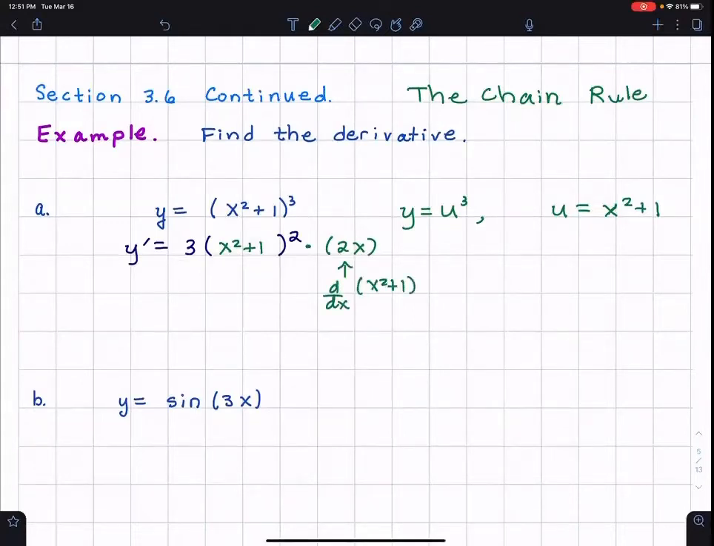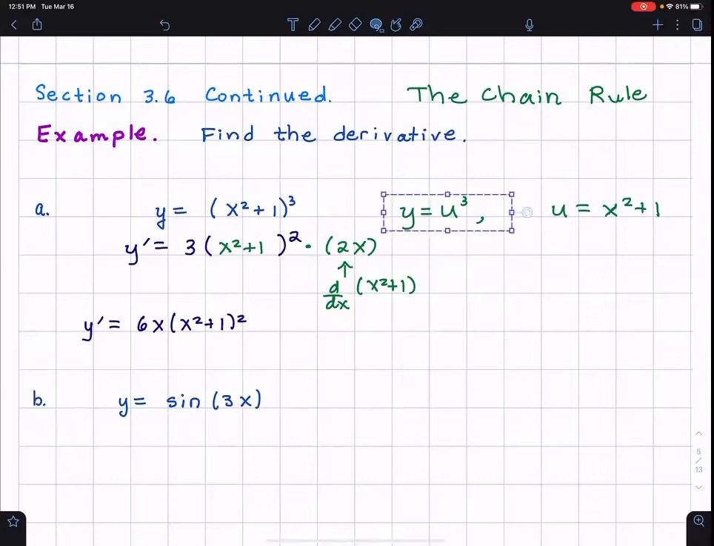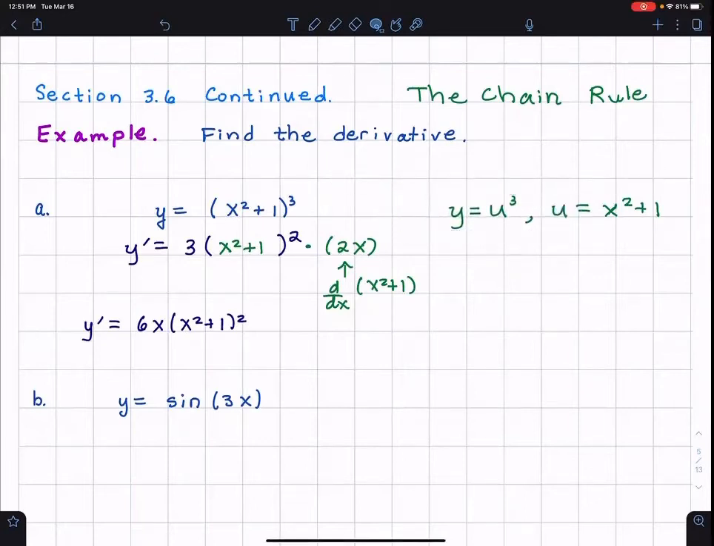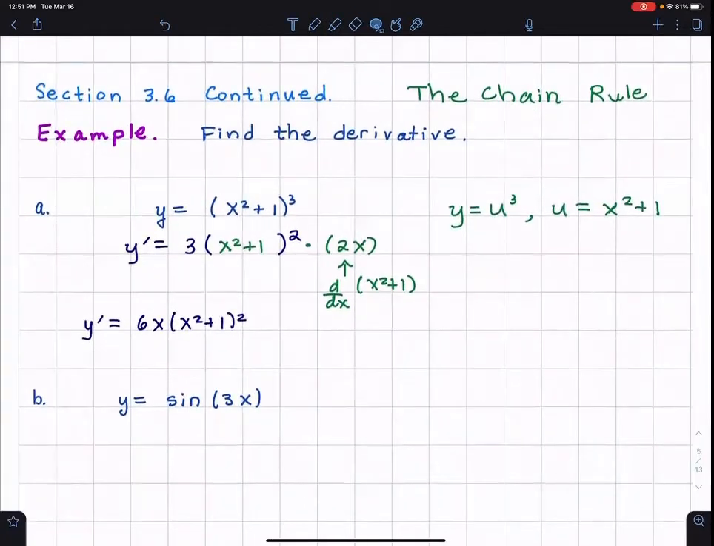And then, how should I simplify it? Should I multiply everything out? Or I'm going to multiply 3 times 2x and get 6x. And I'll have 6x times (x squared plus 1) squared. So what's going on is I have 2 functions. I'm calling them the inside and outside function. And I took the derivative.